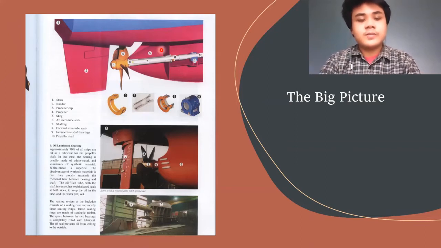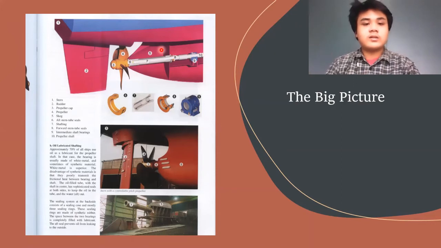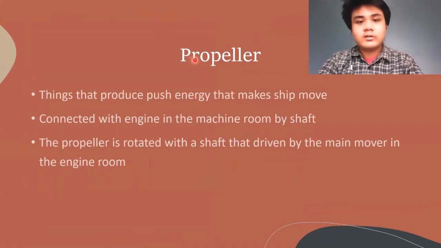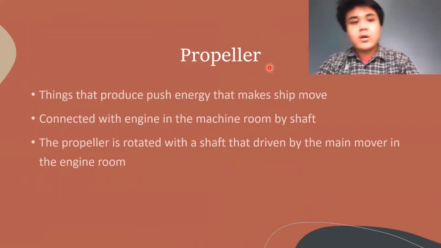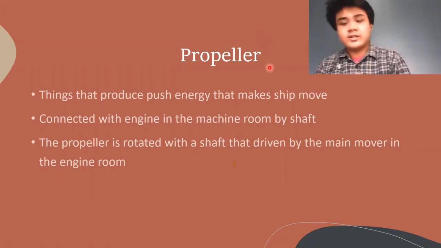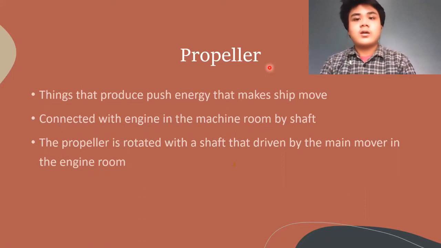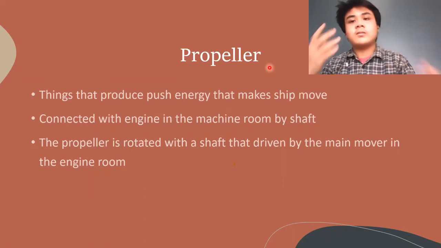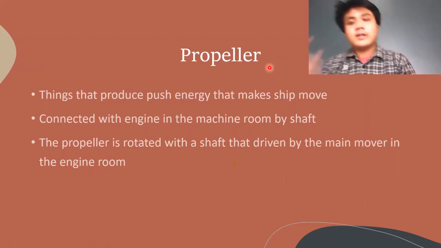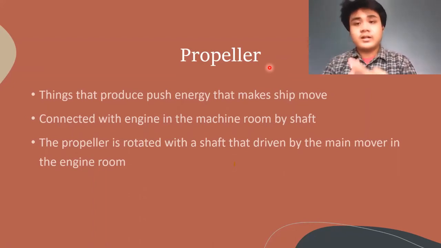This is all the big picture of the things that we will tell you. And after that, I will tell you about the propeller. The propeller is a thing that changes the energy from the machine into a motion energy, or a push energy, that could make the ships move forward or backward. And like what I said before, the propeller is connected with a shaft to a machine in the engine room.